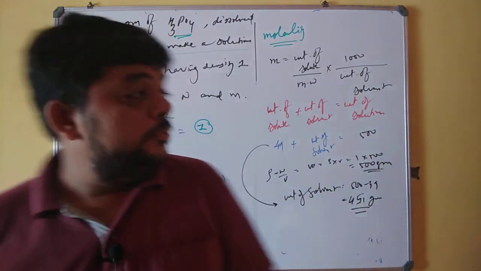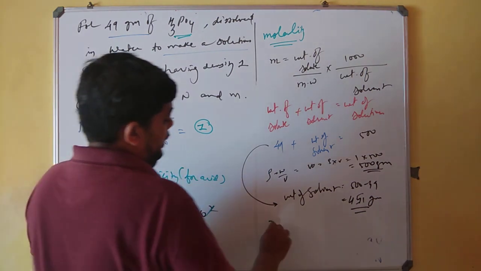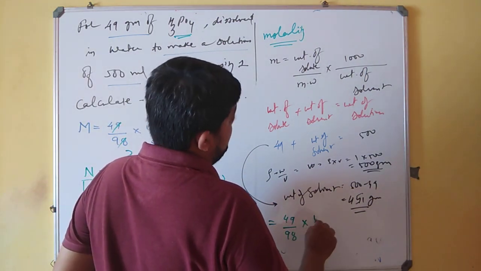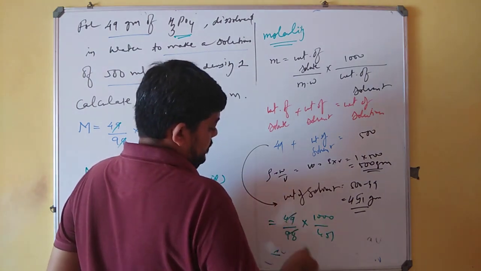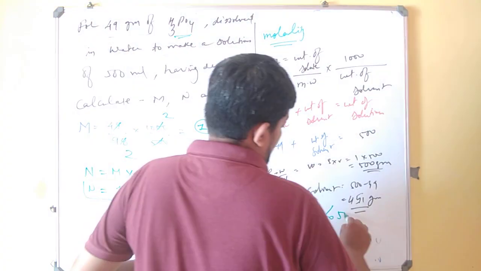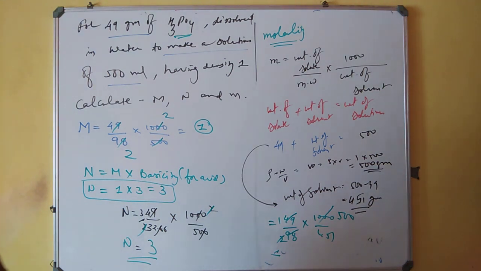And now I have to place all these values in this formula. So I'll write it like this: 49 divided by 98 into 1000 divided by 451. So this is very clear, 1 by 2. This is again clear, 500. So it is now 500 divided by 451.